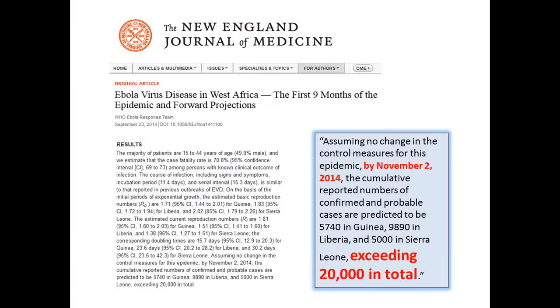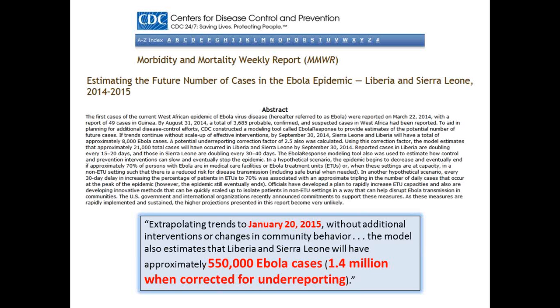However, the same week that was published, the Centers for Disease Control and Prevention published an article suggesting that they extrapolated trends to January 20th without additional interventions or changes in community behavior. The model also estimates that Liberia and Sierra Leone will have approximately 550,000 Ebola cases, about 1.4 million when corrected for underreporting. This estimate, I can tell you, having done a number of briefings in Washington, D.C. and elsewhere, was a very important driving factor in people being extremely concerned about what Ebola might or might not do.